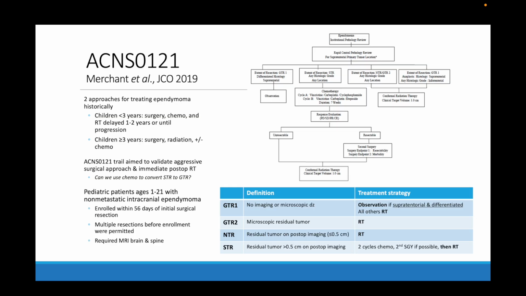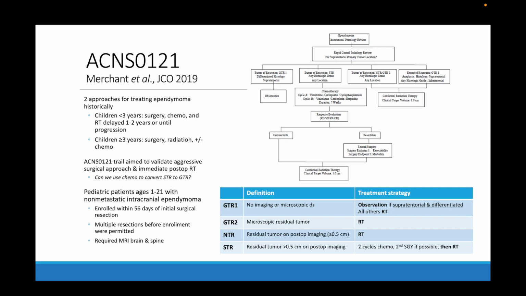For children that were 3 years or older, the paradigm was really surgery with adjuvant radiation with or without chemotherapy. So the ACNS 0121 trial really aimed to validate an aggressive surgical approach with immediate post-op radiation for all patients. And it also asked the question, can we use chemotherapy to help convert patients that have a subtotal resection to having a gross total resection?